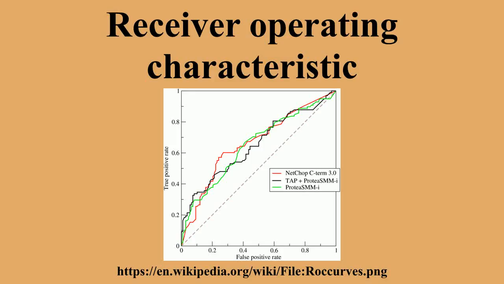The true positive rate is also known as sensitivity, recall, or probability of detection in machine learning. The false positive rate is also known as the fallout or probability of false alarm, and can be calculated as 1 minus specificity. The ROC curve is thus the sensitivity as a function of fallout.